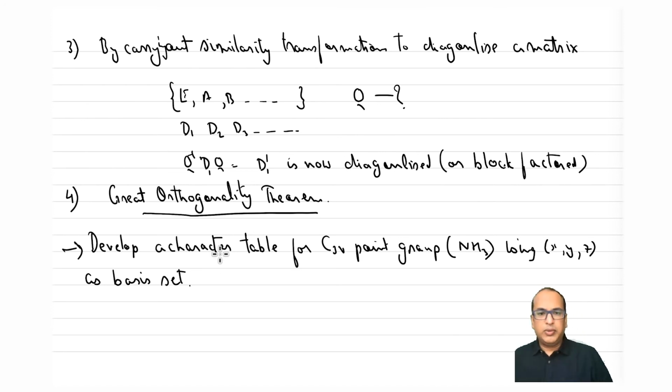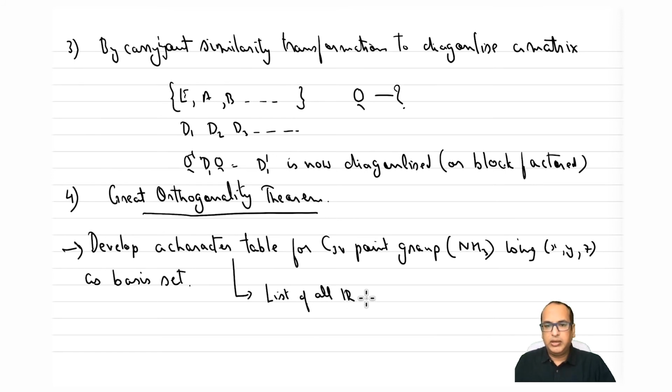Okay, so let us first define what a character table is. A character table is a list of all irreducible representations and corresponding basis sets, and this is called a character table.